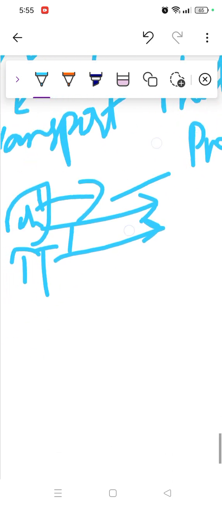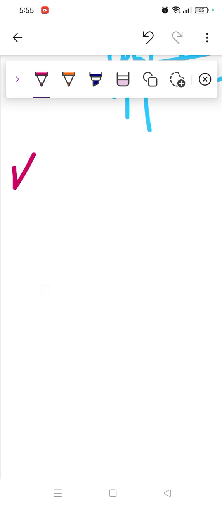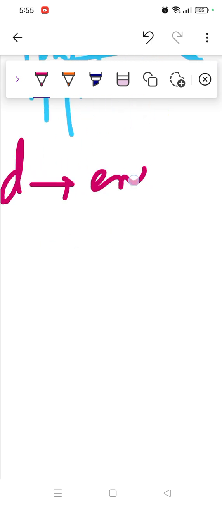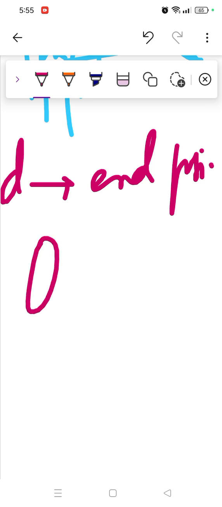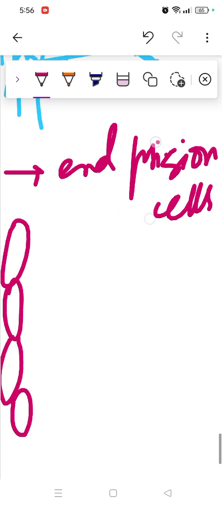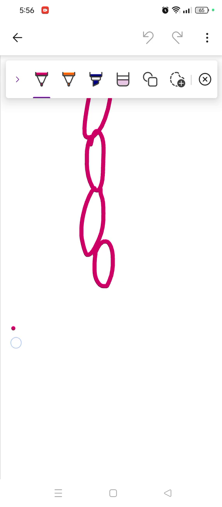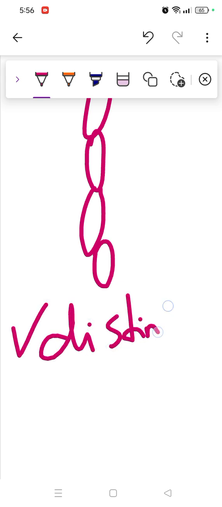You'll also see they are formed by the end-to-end fusion of cells. This means if this is the cell, then one end to the second end, end-to-end fusion of cells. So what else you'll see? This is all written. You also see that these sieve tubes have a distinctive structure.